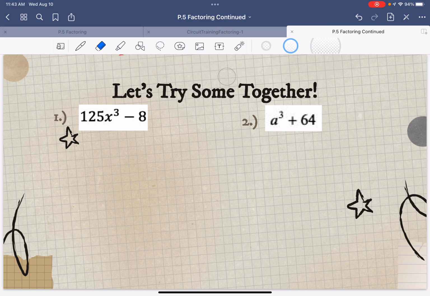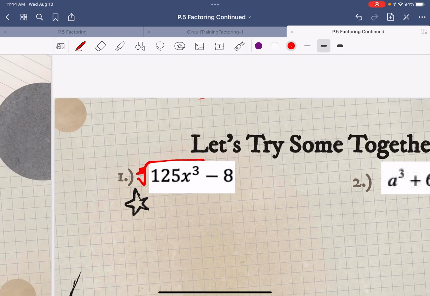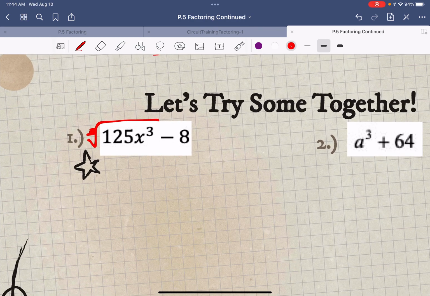All right, so let's go ahead and look at a couple of these together. So what you look for is 2 terms, and then you also look for that they all have a cubed root. So that's what you check for. So does this first term have a cubed root? Well, let's see. Does 125 have a cubed root? It in fact does. I will tell you, I'm not going to give you really big ones.